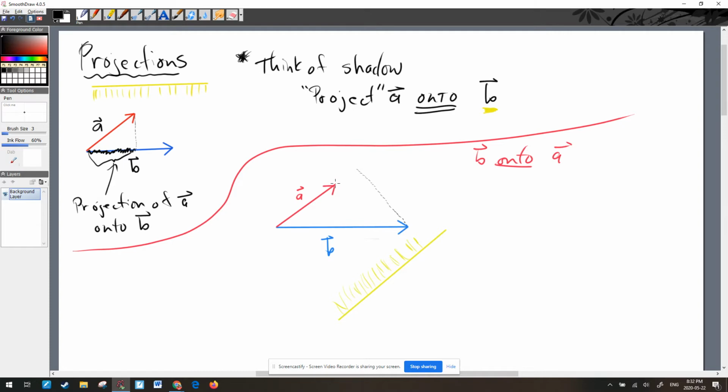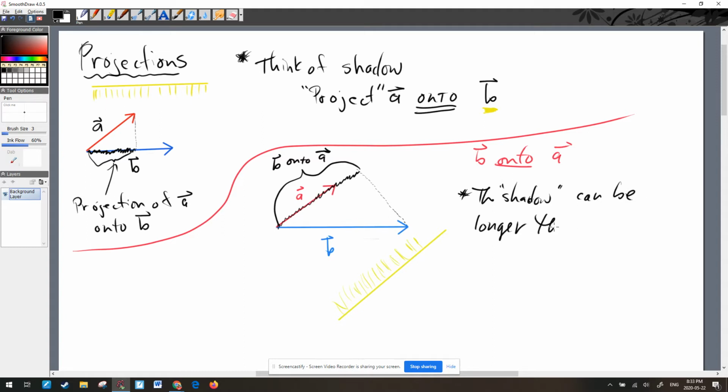Okay, so I want you to think about shadows just because it's an easy way to do it, although shadows isn't really accurate, of course, because these concepts extend beyond the physical domains that we're concerned about. But there is the shadow. And so this is B onto A. Okay, and so I'm going to even write that note. The shadow, that should be in quotes because there really is no shadow. The shadow can be longer than the vector you are projecting onto.